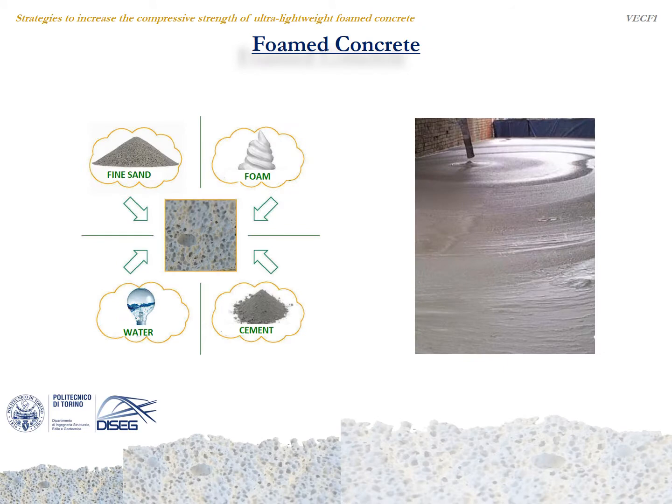The context is that of cellular concrete and in particular foamed concrete that belongs to the wider category of lightweight concrete. As illustrated on the slide, the elements forming foamed concrete are simple, cheap, and easily available: cement, stable foam, fine sand, and, if necessary, additives. The preformed foam, mixed with the cement paste, gives rise to the development of a system of air voids in the material microstructure.